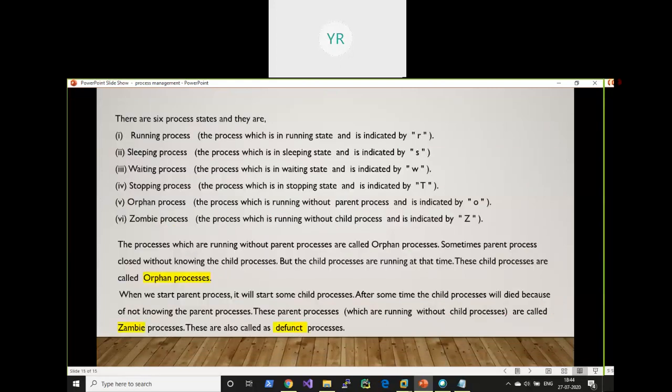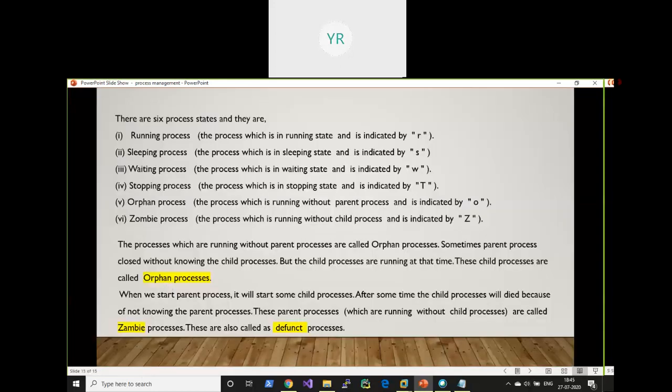Okay, so I skipped two topics, that is the orphan process. What is meant by orphan process? The name itself indicates orphan, the one without parents. Here also, a process will start another process, that is called the parent process. The started process is known as the child process. If the child process is running and its parent process was killed, or it doesn't know which parent process it has, that is called an orphan process.